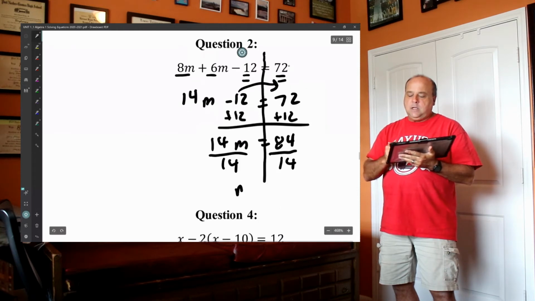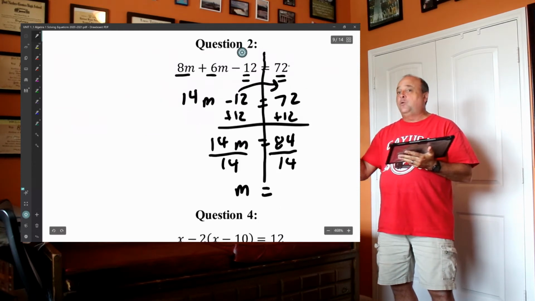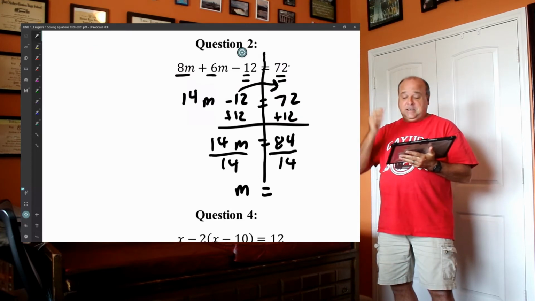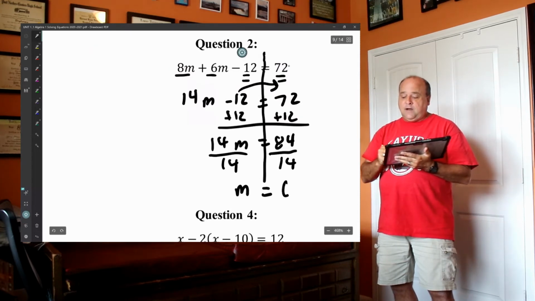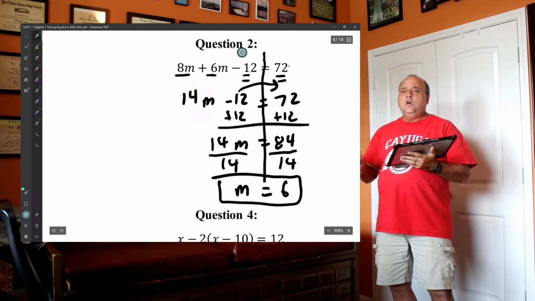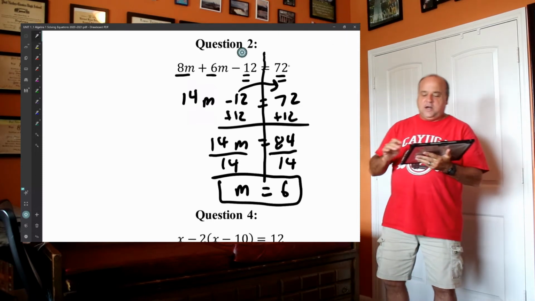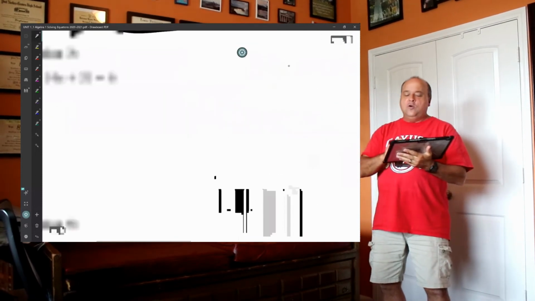Okay, so m equals 84 divided by 14. You have a calculator. Mr. Toops has one. 84 divided by 14 is 6. Oh, isn't this fun? Like eating Oreo cookies.